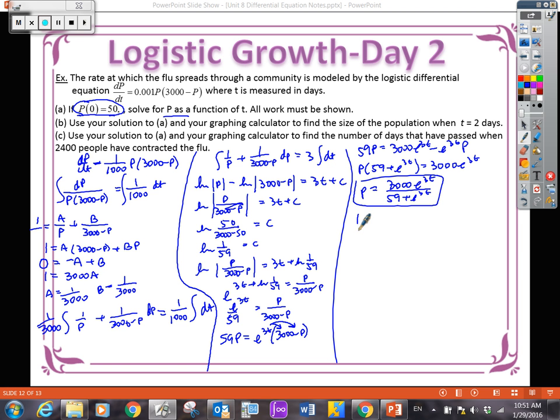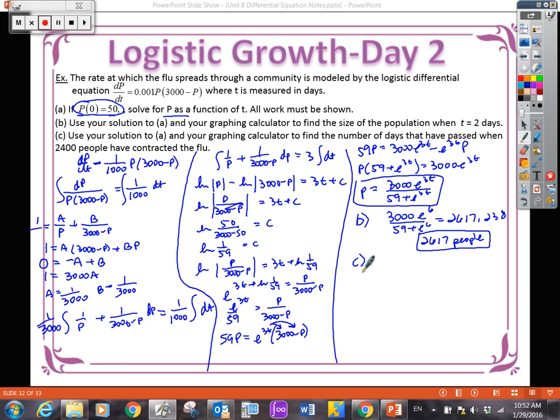Part B asks us to use our solution and our calculator to find the size of the population when t equals 2. Well, that's pretty straightforward. We take our equation and we put a 2 in for t, so that would be 3000 e to the 6 over 59 plus e to the 6. And we just put that in our calculator and we get 2617.238. But we realize and understand that we're talking about people, right? We don't have a portion of a person, so we truncate. So our answer is 2617 people.